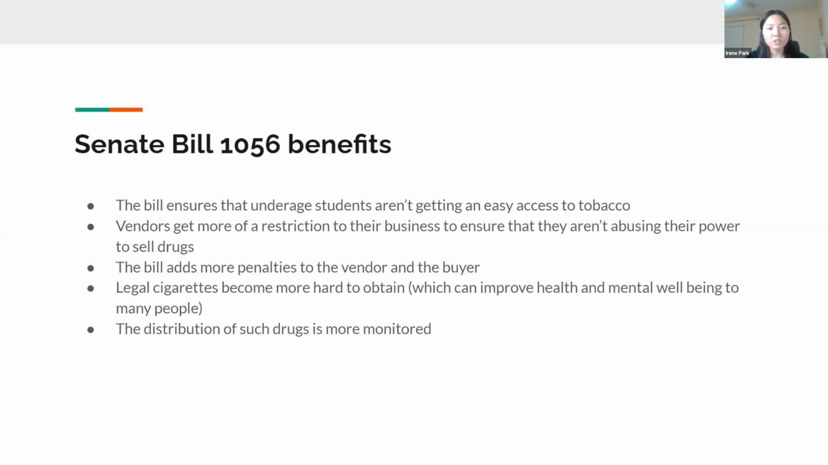Vendors get more of a restriction to their business to ensure that they aren't abusing their power to sell drugs. The bill adds more penalties to the vendor and the buyer. Legal cigarettes become harder to obtain, which can improve the health and mental well-being of many people, and the distribution of such drugs is more monitored. And that's it.